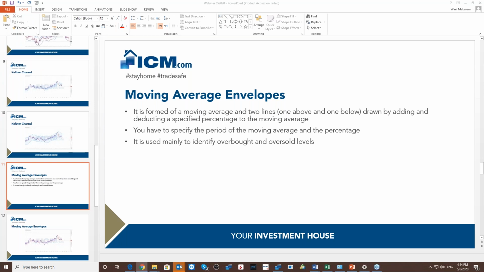To be very specific, two parameters are set on this particular tool: the period of the moving average, as well as the percentage parameter.